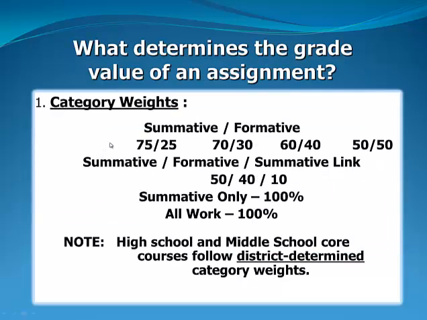So what actually determines the value of the category weights? Well, you have some choices. Summative formative can be 75-25, 70-30, 60-40, or 50-50. You could have a mix of summative, formative, and a summative link. The summative link is explained in the next video, and it just sums up a bunch of grades to be worth one category weight of 10% in this case. Some campuses might use a summative only, and for some courses, the all work category is used. But once again, remember that high school and middle school core courses follow district-determined category weights.